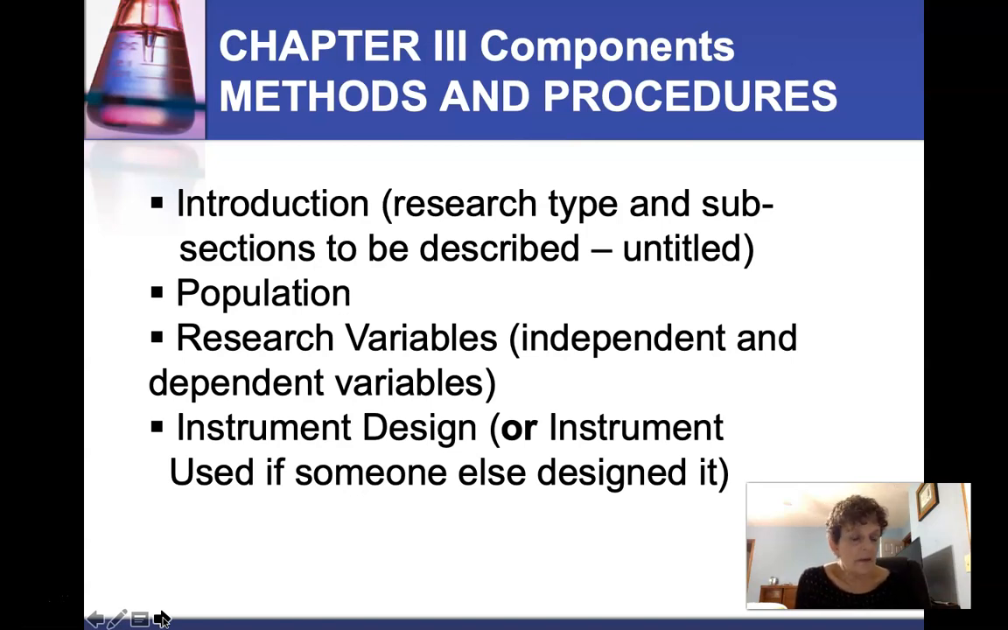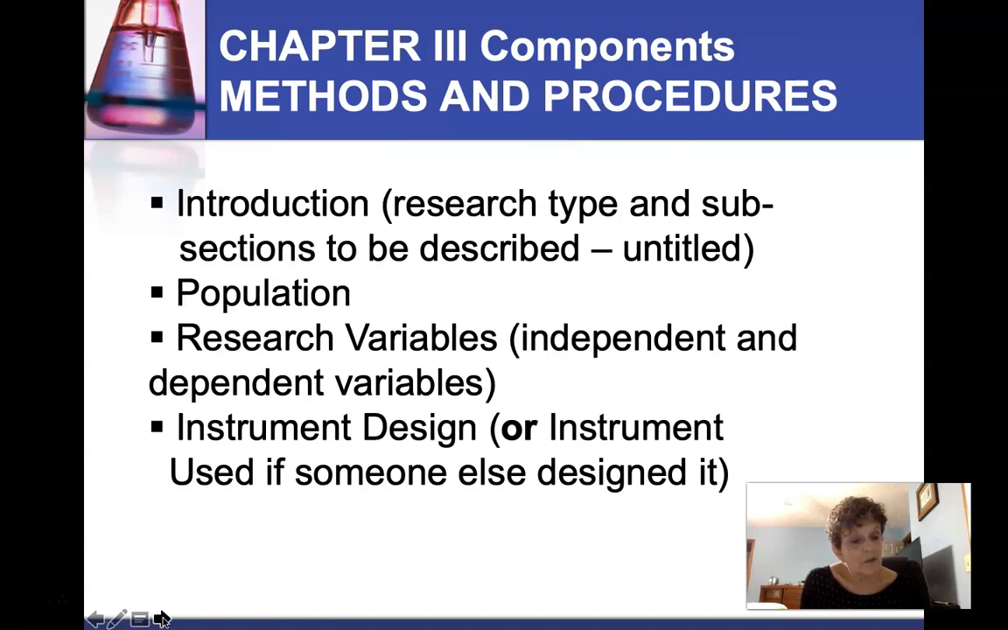You're going to talk some about the population. What is the population that you have decided that you are going to use? You're going to talk about your research variables. What is going to be your independent and what are your dependent variables? And then you're going to talk about the instrument, how you designed what you used. If you make a survey yourself and you make this instrument and you administer this survey, or if you have a questionnaire, you do an inventory, any of those kind of things, how did you collect your data?